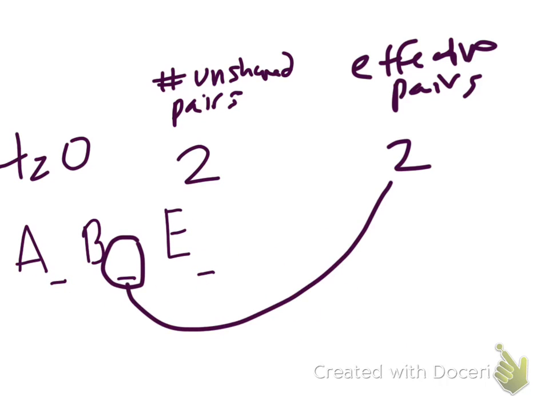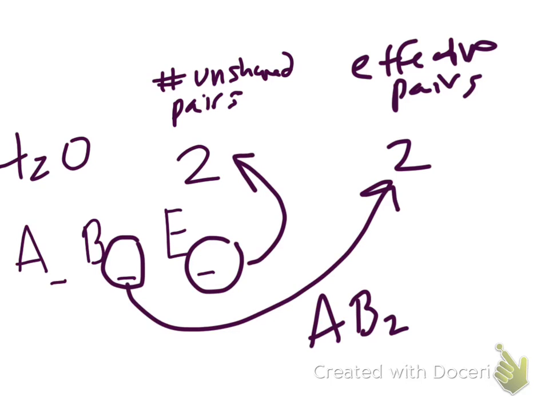B relates to the number of effective pairs. So the subscript here is going to be the number of things that are tied to the central atom, the number of atoms that are tied to it. So far we have an AB2. And the subscript for E is going to be the number of unshared pairs. So that's going to be AB2E2, though I didn't write my 2 very well. That ABE code is going to tell you what your geometry is.